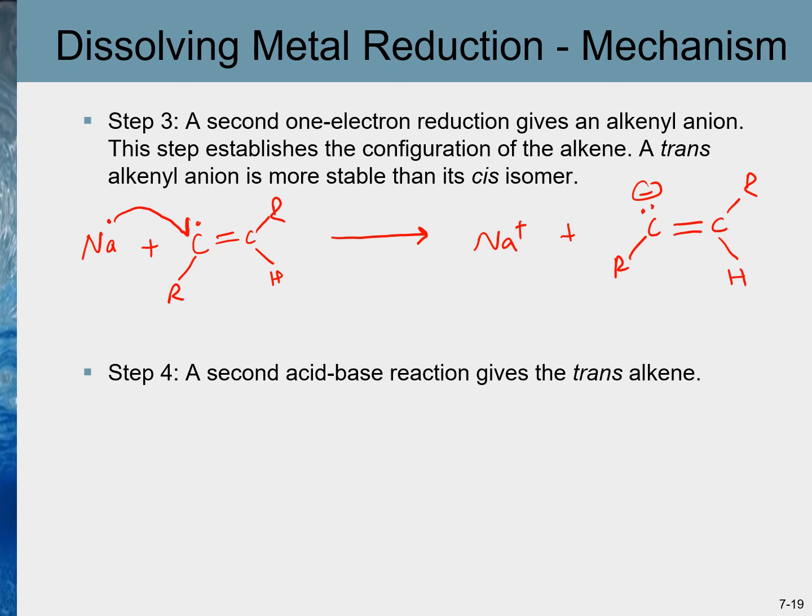This step establishes the configuration of the alkene, which will form in the next step. As you can see in this pre-alkene, it has a trans geometry. The reason is the trans-alkenyl anion is more stable than its cis isomer. So therefore, after the sodium metal transfers its electron to form the anion, it adopts the trans geometry.